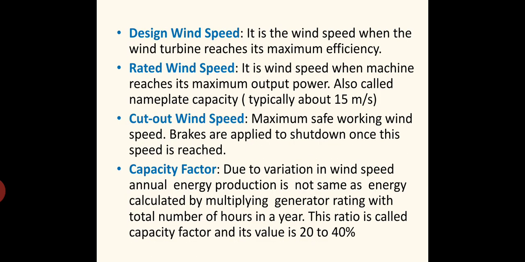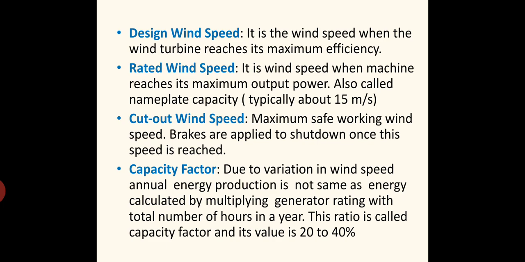Now next one is design wind speed. It is the wind speed when the wind turbine reaches its maximum efficiency. For a maximum efficiency, the requirement for a particular wind speed will be there based on the calculations of the wind turbine. So that speed corresponding to the maximum efficiency of the wind turbine is known as the design wind speed, and rated wind speed is similar to design wind speed, but the only difference is that the wind speed corresponding to maximum output power of the wind turbine is known as the rated wind speed. It is also known as nameplate capacity, typically about 15 meter per second is the rated wind speed.